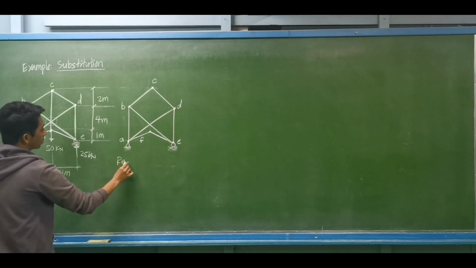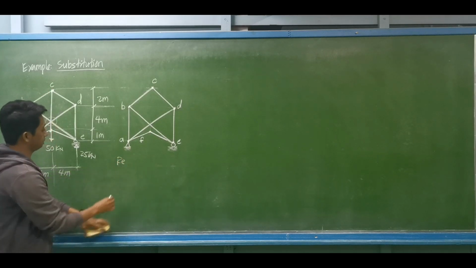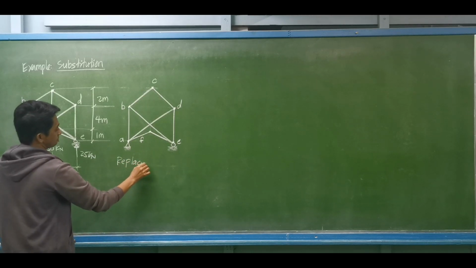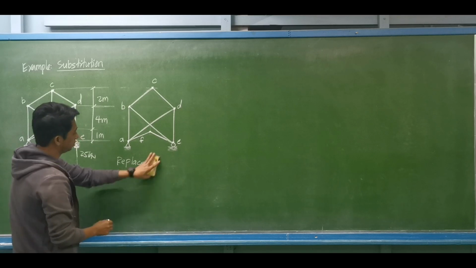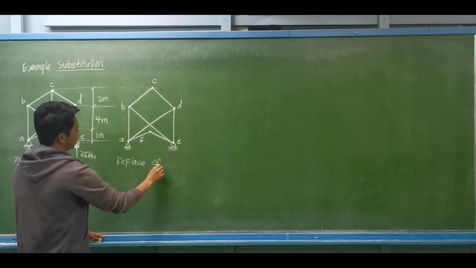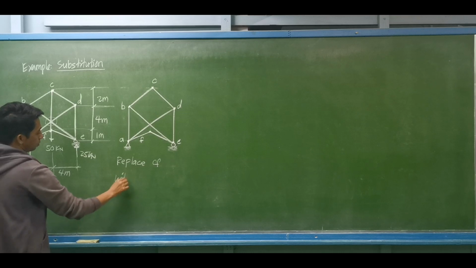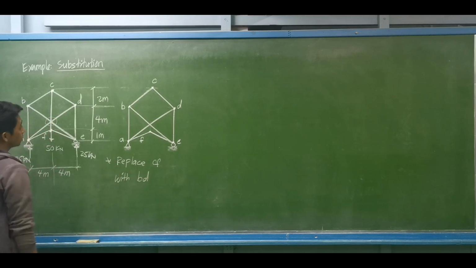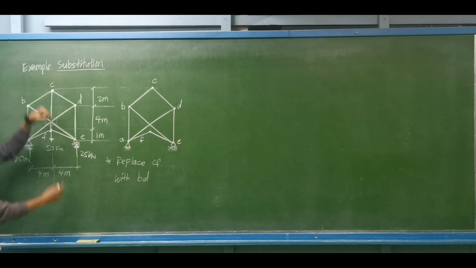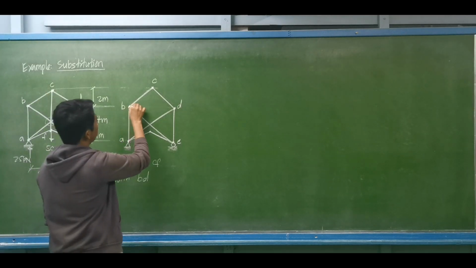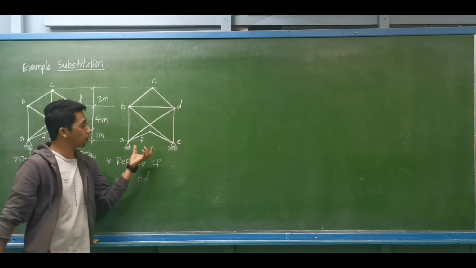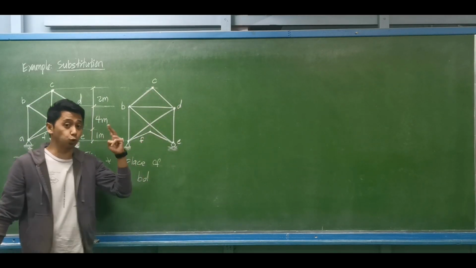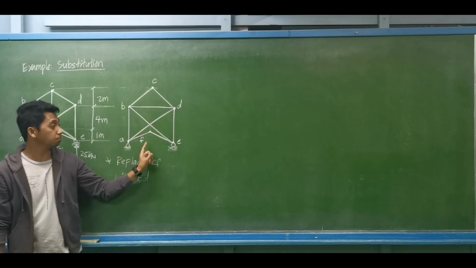What we will do here is replace CF with the new member BD. We have to remove CF, then replace it with member BD. What is the purpose of that? So that joint C and joint F have two members per joint.